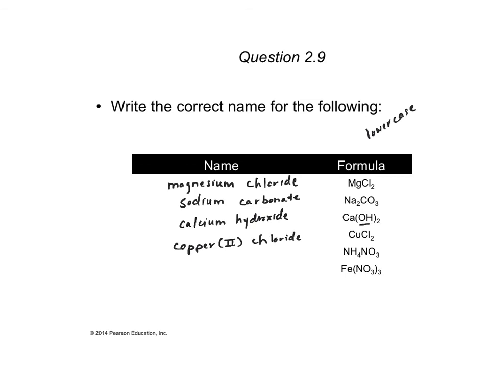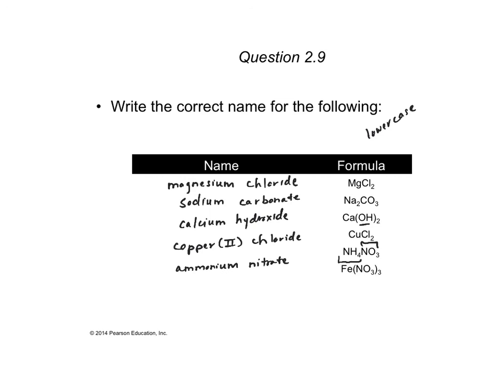What about this guy? This is kind of a weird one. This is the only positively charged polyatomic ion. Okay, so there's only one positively charged that you guys need to know. This is ammonium. And then the second one, NO3-, is nitrate.